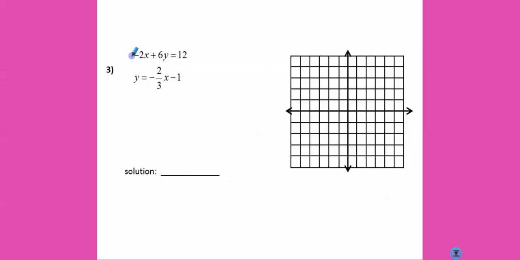For our first line here, we need to recall how to find the x and y intercepts when it's in standard form. Remember, we're going to ignore the y to find the x, so -2x equals 12. Divide by -2. We get that the x-intercept is -6. And if we ignore the x, we have 6y equals 12. Divide by 6. We get y equals 2. So I'm going to go to x -6 and y 2 and use my ruler to connect the dots.